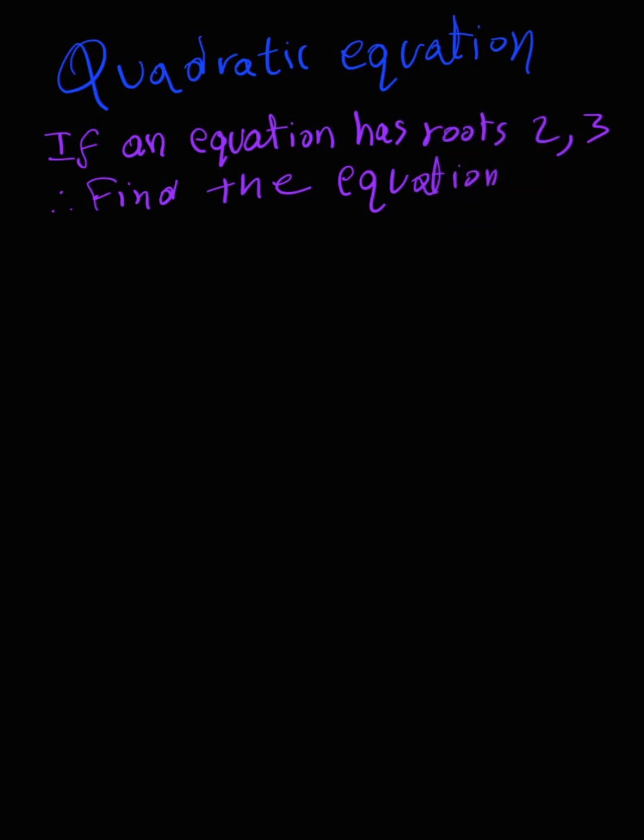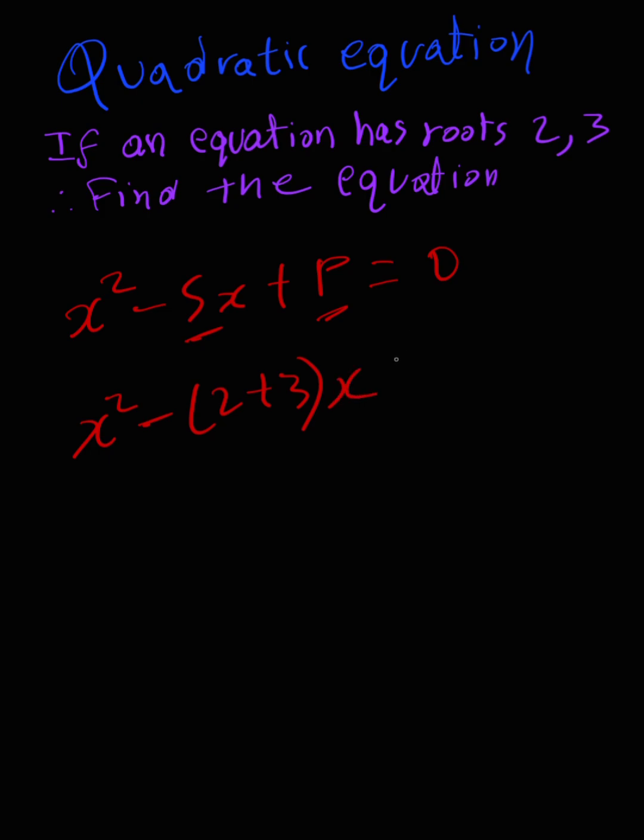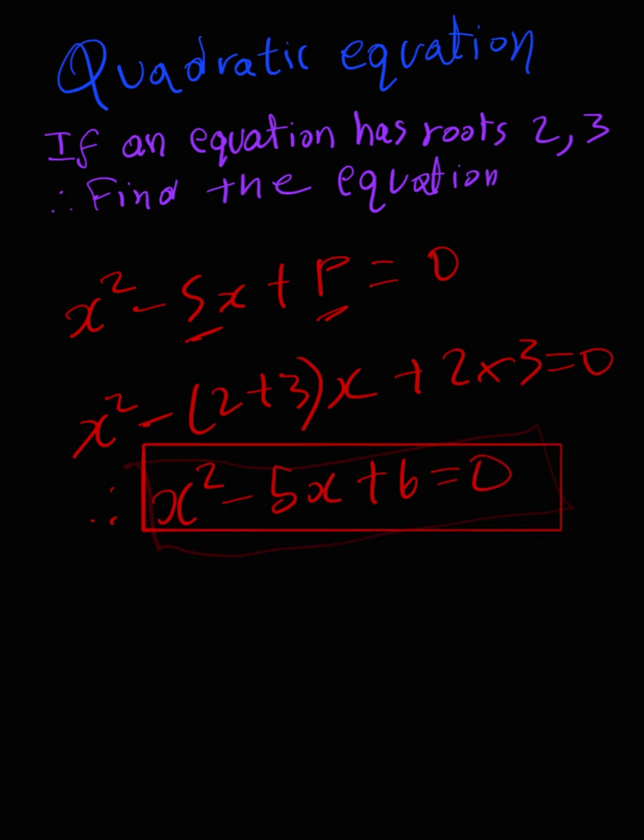Alright, so I want you to remember the formula that I had told you. We know that x square minus sx plus p is equal to 0. s is the sum of the roots, and p is the product of the roots. So just apply that. x square minus (2 plus 3)x plus 2 times 3 is equal to 0. Therefore our equation is x square minus 5x plus 6 equal to 0, and we have solved this extremely fast.